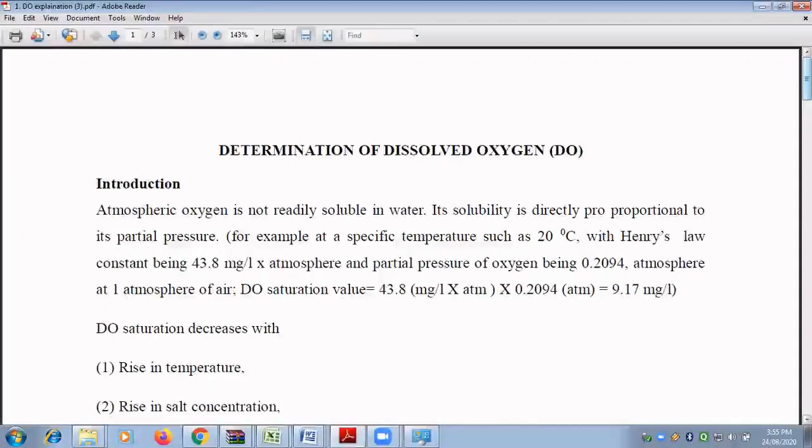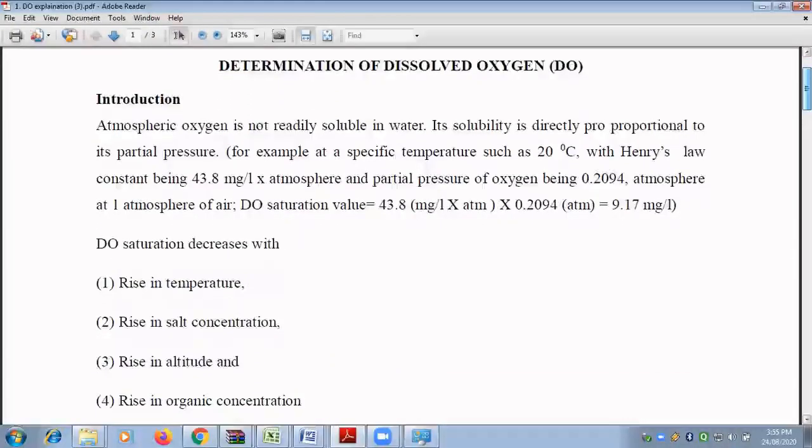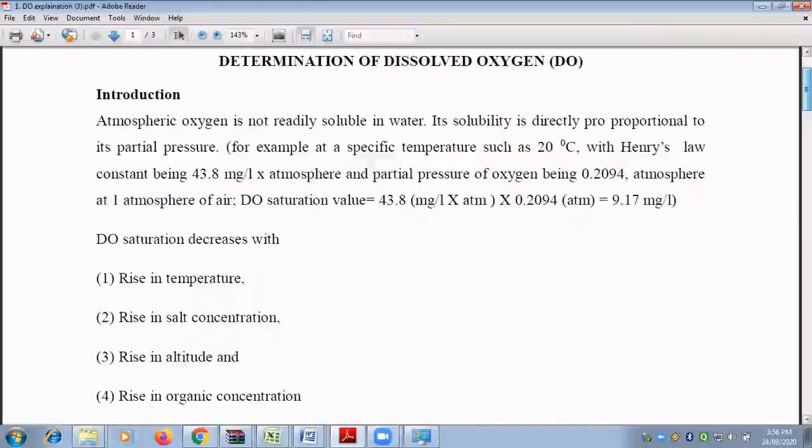Hello all, we are going to see the explanation for the experiment determination of the dissolved oxygen. When we say dissolved oxygen, it means that this particular oxygen will be dissolved into the liquid.